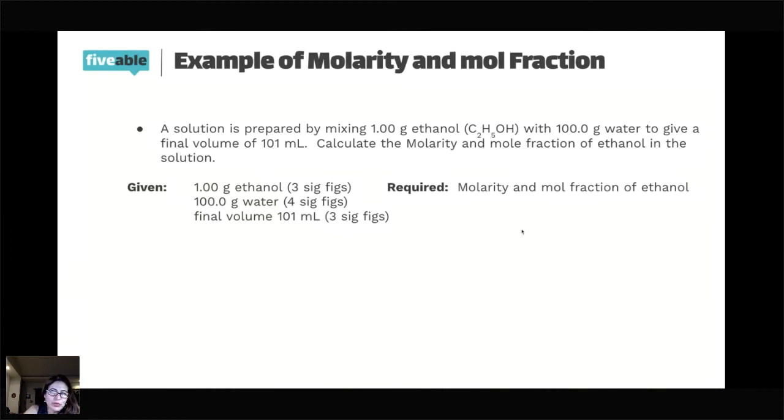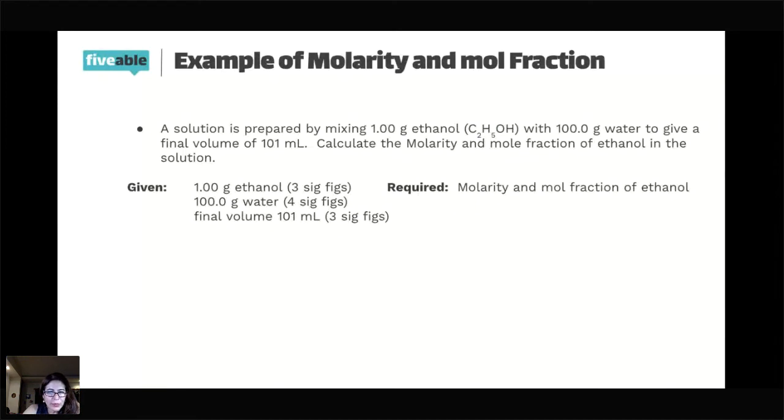There's no need for you to place the significant figures. I just did it here for teaching purposes, but you can omit the suffix in the given. And the required in this case is both the molarity and mole fraction. Okay, let's do the molarity first.